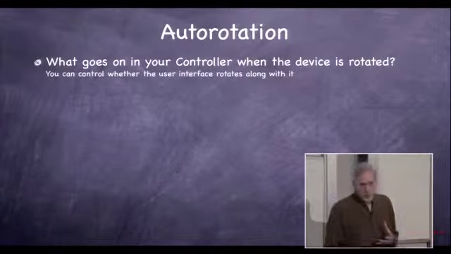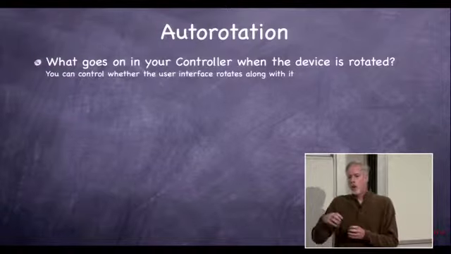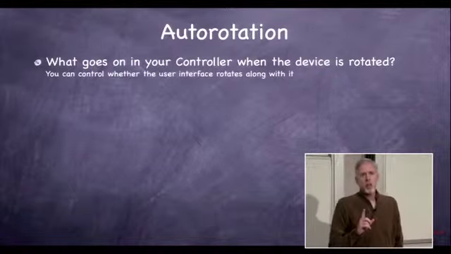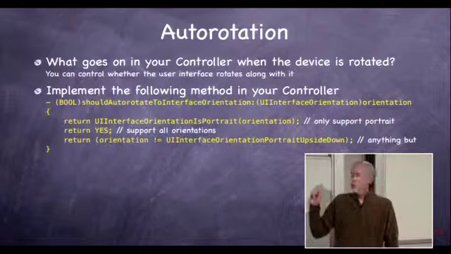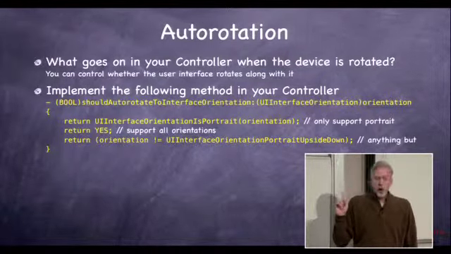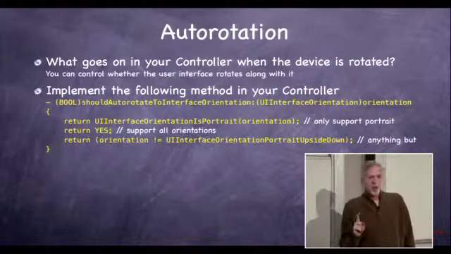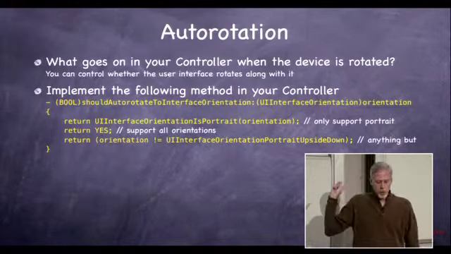All right, so auto rotation. What goes on in your controller when the device is rotated? Well, one thing that happens is that your controller's views are all going to have their frames modified, but only if your controller wants it to. So your controller can implement this method, shouldAutorotateToInterfaceOrientation, and return whether your controller wants to allow its view to auto rotate when the device rotates to the given orientation.